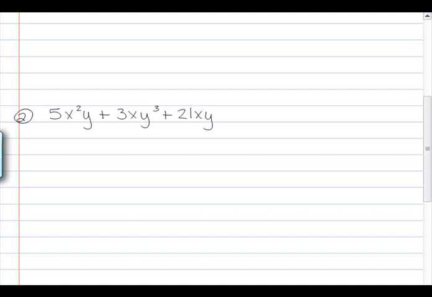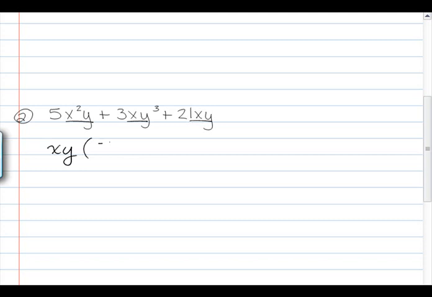Now, if we look at the variables of these problems, notice that all 3 of them have at least one x and one y. Okay, and when you're looking at variables, you're always going to look at the smallest exponent, or whoever has the fewest, because that's what they have in common. So in this case, they have x and y, just one of each. Okay, that means we're going to take an x and a y from each term.